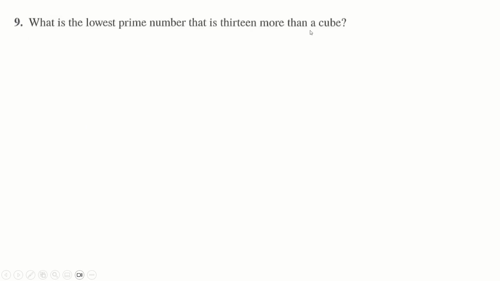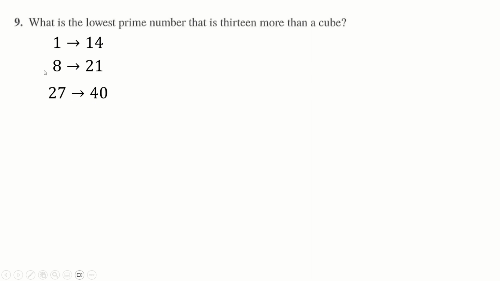Lowest prime that's 13 more than a cube, just list out the cubes, right? So 1 is a cube, add 13, you don't get a prime. 8 is a cube, add 13, you don't get a prime. At this point, you notice that actually, if you take an odd cube, like 3 cubed, and add 13, you get an even number, which obviously can't be prime unless you're all the way down at 2, which is not.